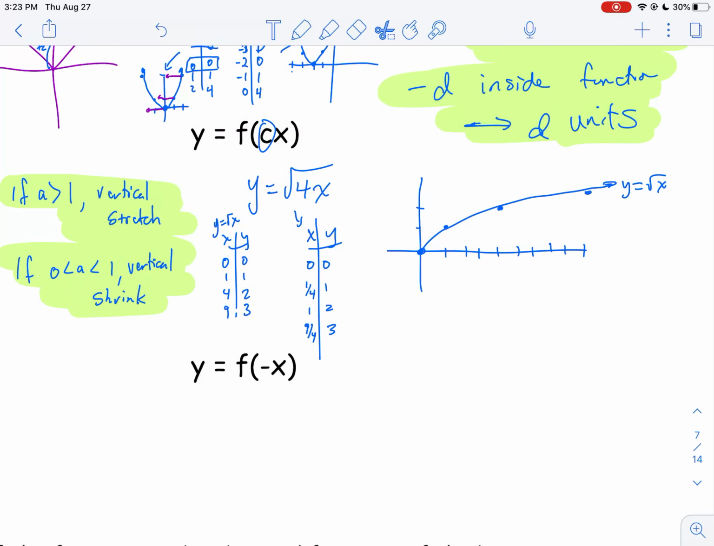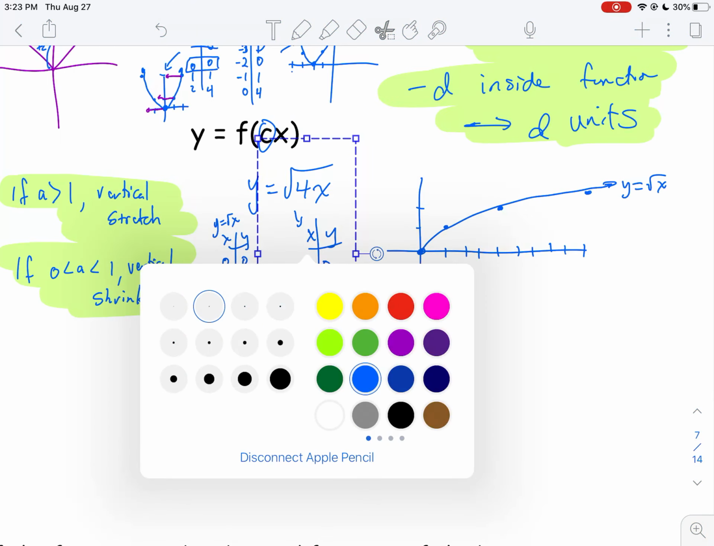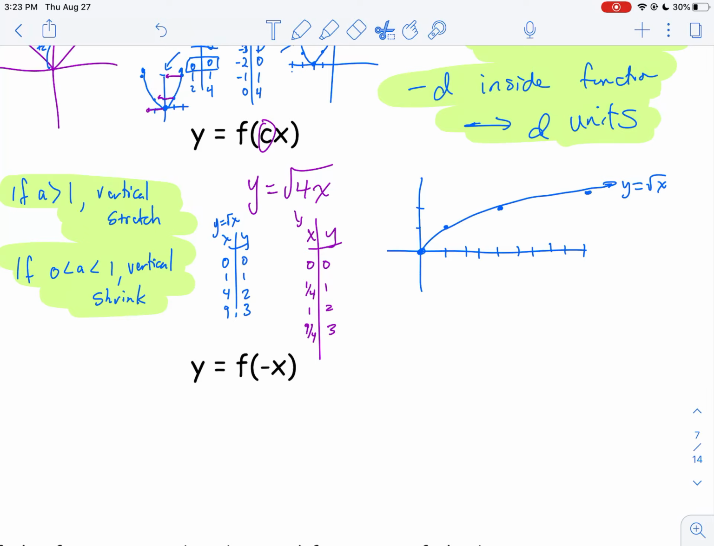Now I've got 0, 0, still the same. I go to a 4th and 1. I go to 1 and 2. And I go to 9/4, which is 2 1/4 and 3. Y equals the square root of 4x.